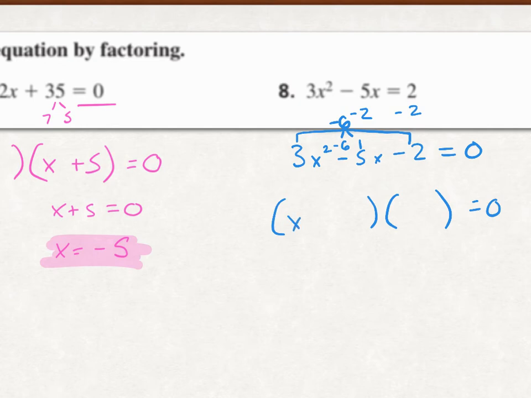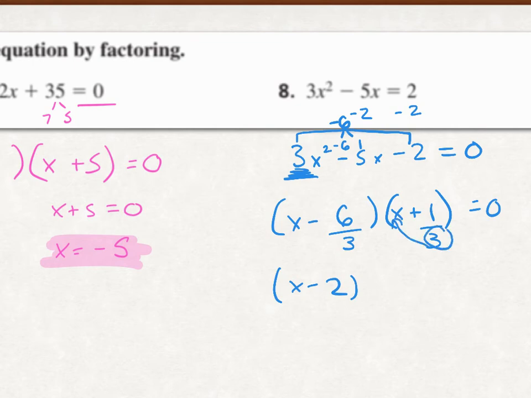So we have x minus 6 and x plus 1. But we can't forget that we started with a number that was not 1, so we need to divide both of our numbers in our parentheses by our number out front. We simplify, so we have x minus 2. If it does not simplify, we move it to the front. So 3x plus 1.